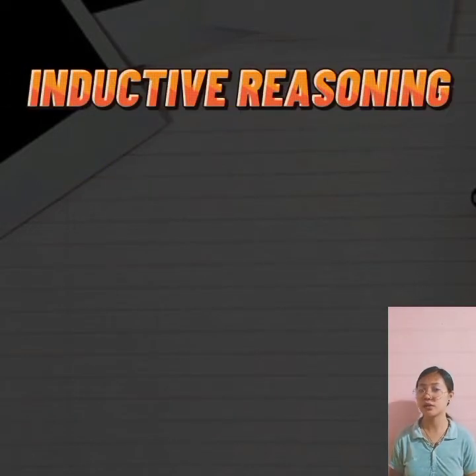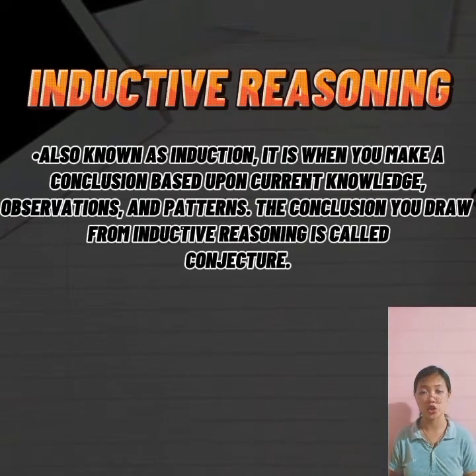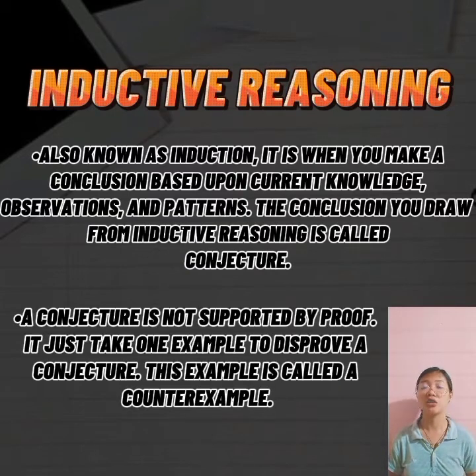First, inductive reasoning. Inductive reasoning is also known as induction. It is when you make conclusions based upon current knowledge, observations, and patterns. The conclusion you draw from inductive reasoning is called a conjecture. A conjecture is not supported by proof. It just takes one example to disprove a conjecture. This example is called a counterexample.